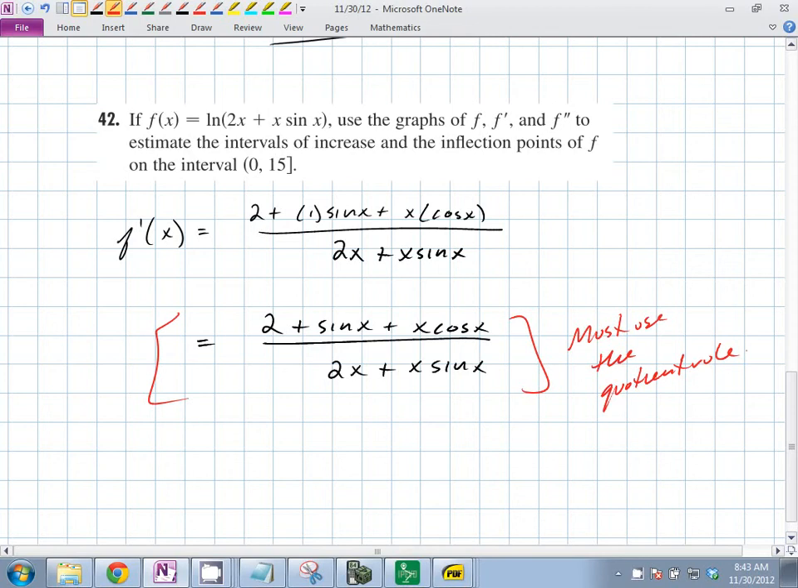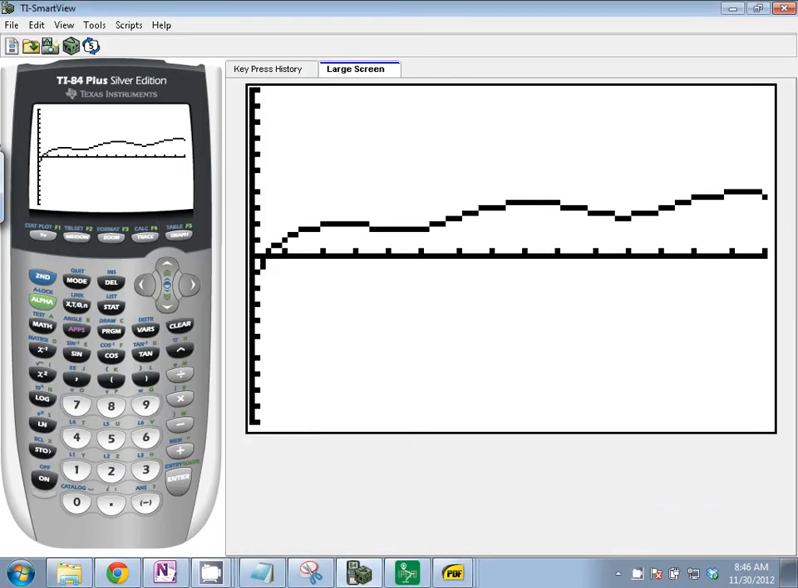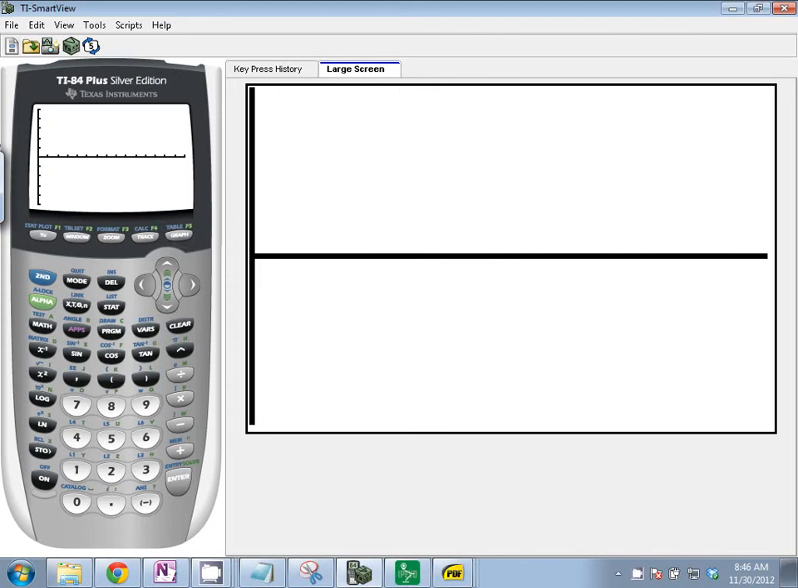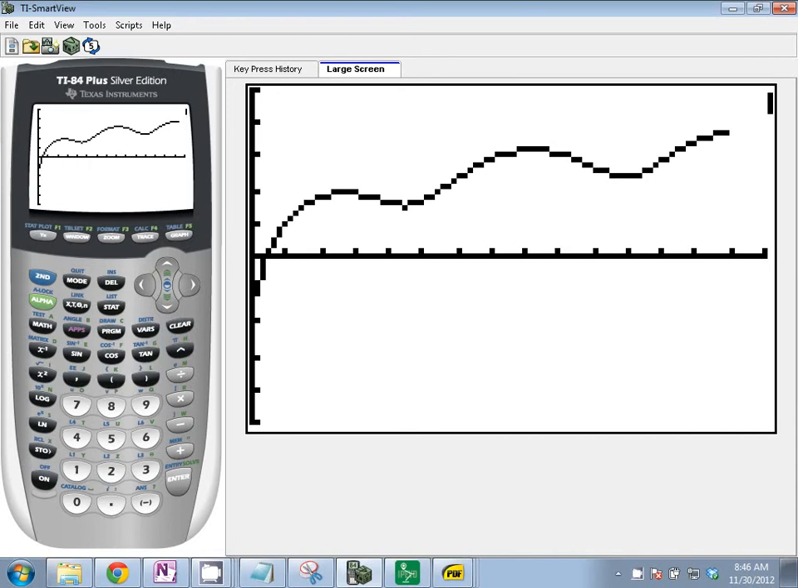So let's go back to window, and you would use -5 to 5, you said. Oh, the scale should be 1. Sorry. -5 to 5. That's kind of cool. Do you see the natural log function in there? It's getting larger, right? But what is it doing? It's oscillating as it's getting larger. Yeah. That's kind of cool.